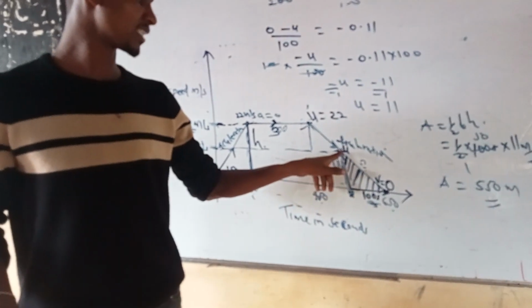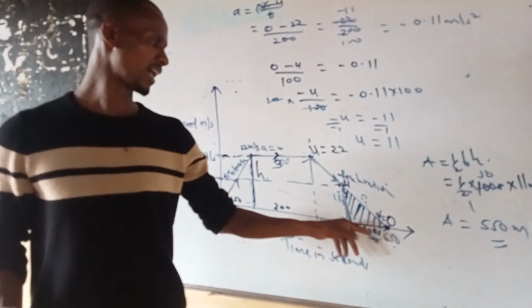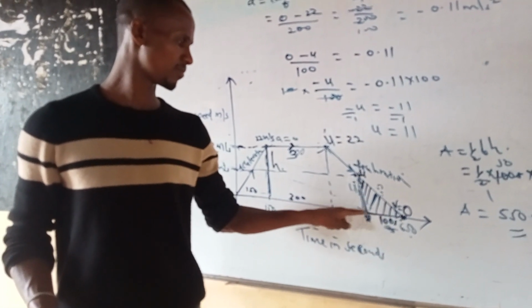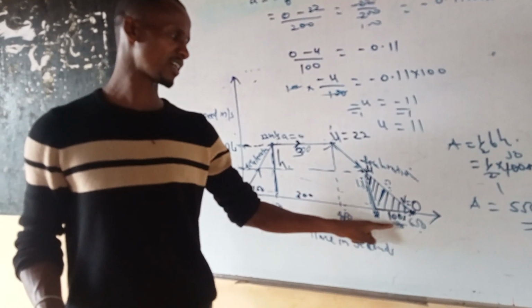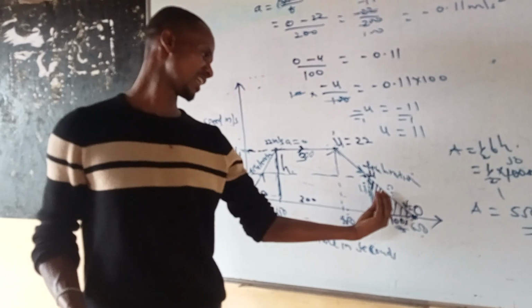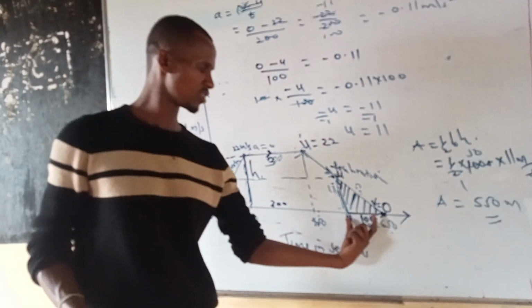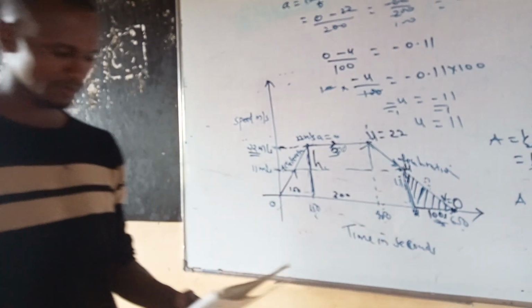uniform, then you can take this point to be your initial velocity and this to be final, and now you try to look for that deceleration, and that will give you the maximum height here, which will be the height of the triangle, and this is the base of the triangle. You calculate the area, and that area will give you the distance covered by the lorry within those 100 seconds. Okay, so I believe you have understood.